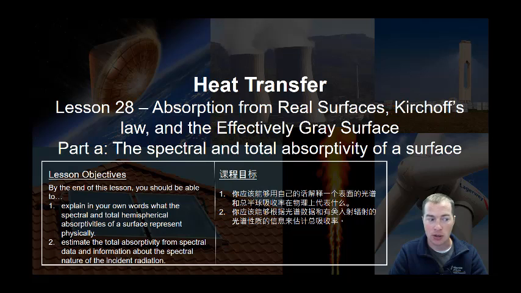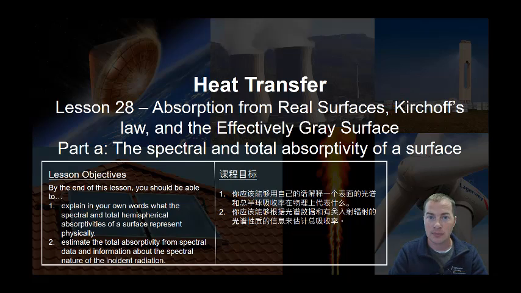While not listed here in the list of lesson objectives, I will also add that a key objective of this lesson is for you to recognize that the absorptivity of a surface is not only a property of the surface, but also a function of the nature of the incident radiation on the surface. This is very different than the emissivity, which is a true surface property. By the end of this lesson, you should be able to understand more what I just said.